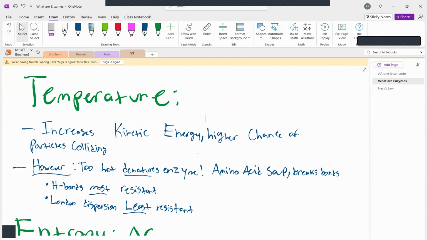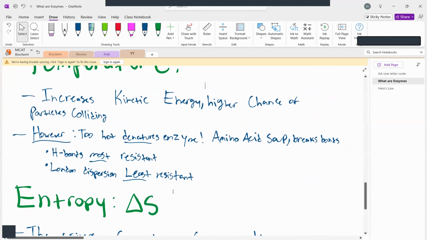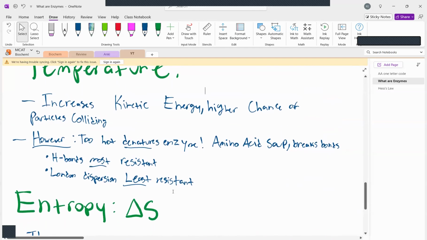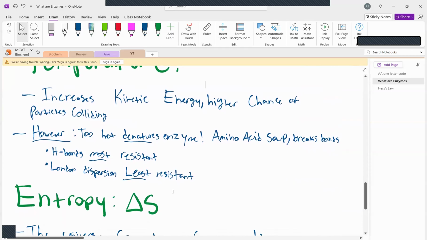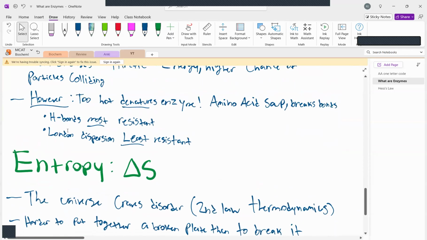But your hydrogen bonds are the most resistant, while your London dispersion forces are the least resistant. So keep that in mind when you're choosing an enzyme for a specific reaction. If you need a lot of heat, it's probably not the best if it's very weak bonds. Then covalent, obviously, is in the middle. It's just kind of there.